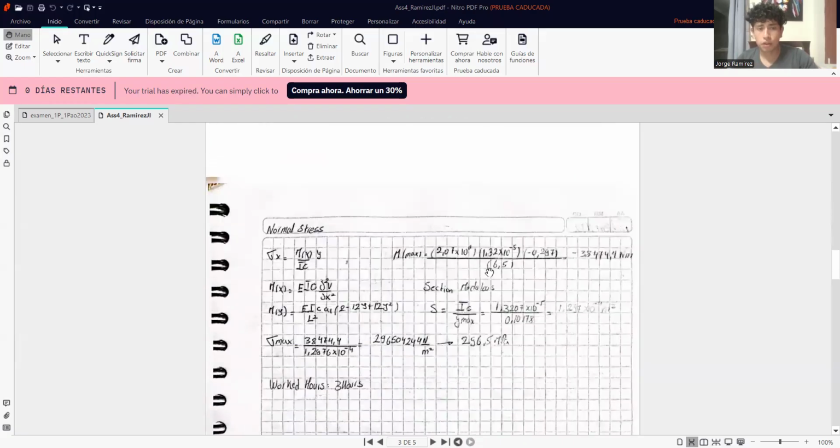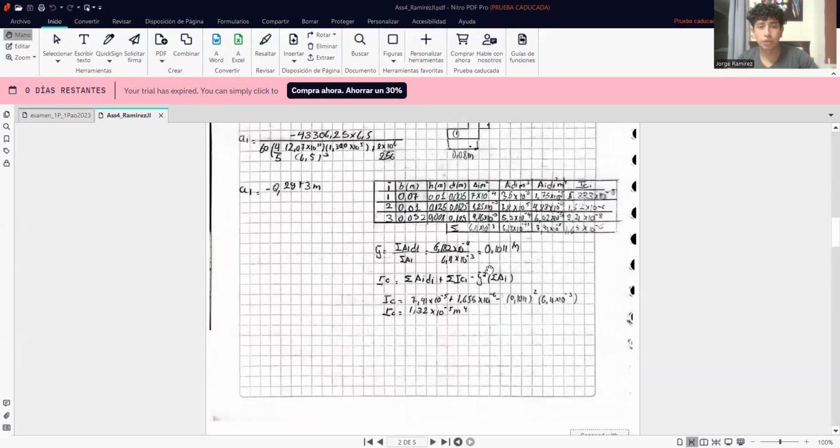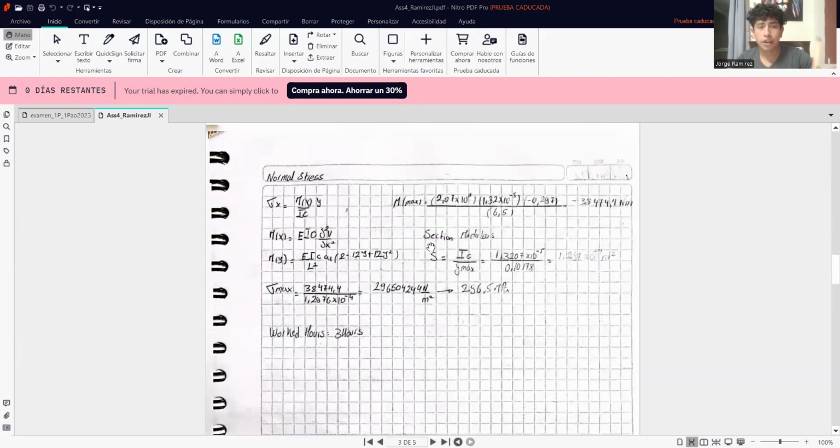So with that, you can calculate the value of A1, and you can calculate the normal stress with all those values, because the E is the Young modulus, and the inertia we already obtained, and that's all. My work time on this exercise was 3 hours.